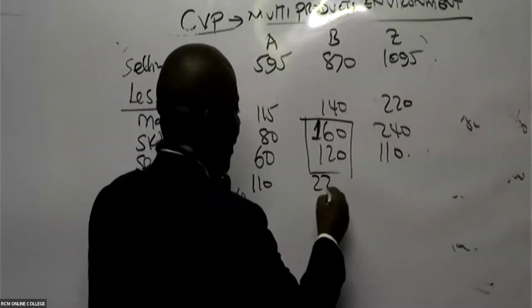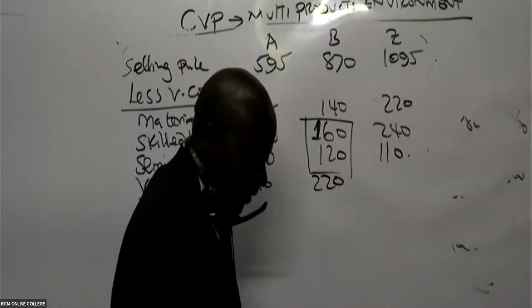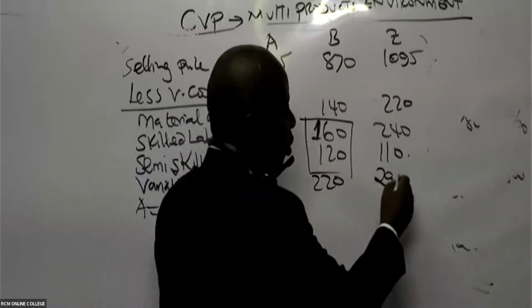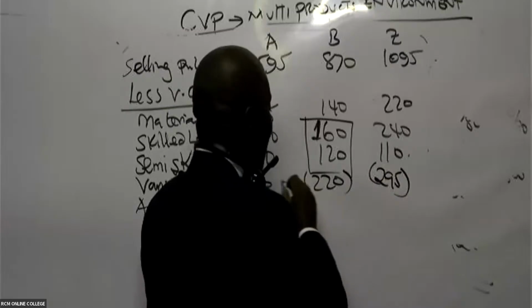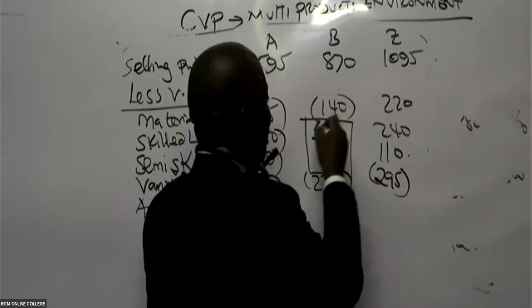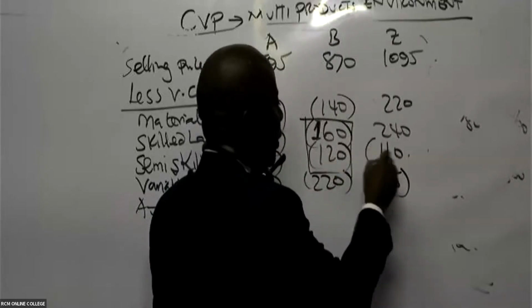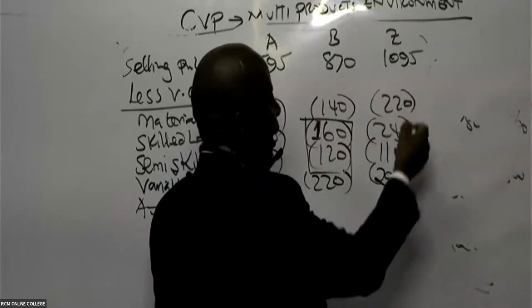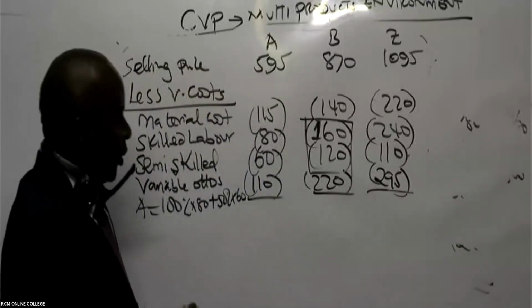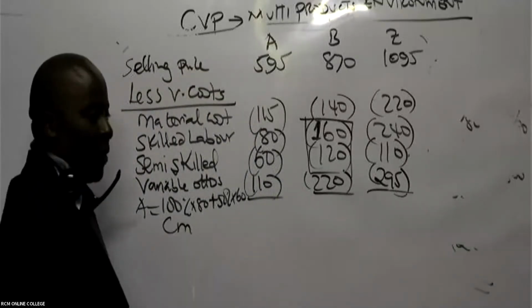So this is 220. And then the last one, 295. So all of us, are we really together regarding these numbers? Yeah, thank you so much. I can also see the online students are now talking. So then please subtract all those figures to give me what we call contribution margin.